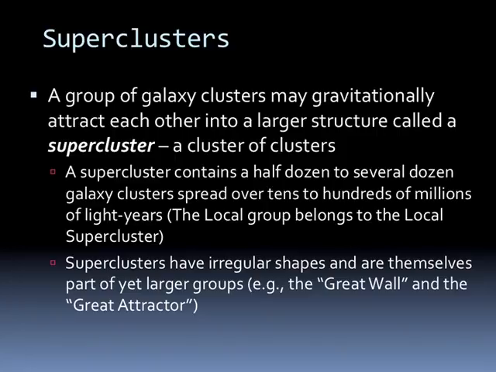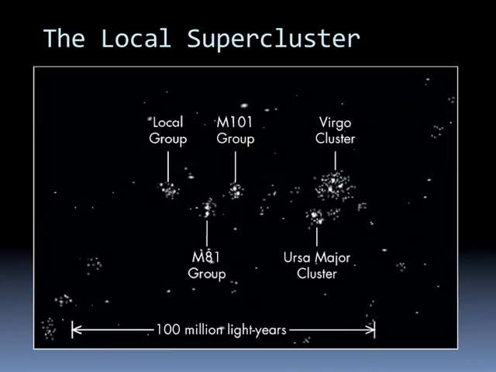Superclusters have irregular shapes and are themselves part of even larger groups. We have one that's called the Great Wall. It's a lot of superclusters that are strung out in a wall. And there's another supercluster we call the Great Attractor. Our local supercluster contains us, the local group, and the M81 group, the M101 group, the Virgo cluster, the Ursa Major cluster, over a span of about 100 million light years.